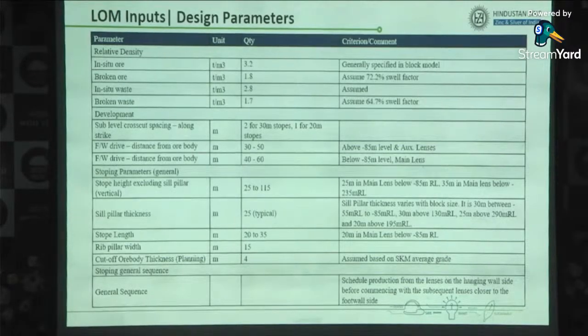We have ore density of 3.2 ton per cubic meter, while waste density is 2.8. Broken ore density, including swelling factor, we are using 1.84, or 1.74 for waste. Then stope designing criteria, as I told earlier, footwall drive distance from ore body contact is 30 to 50 meter.